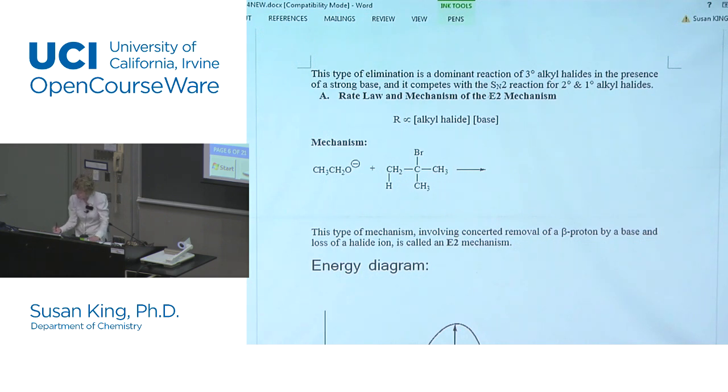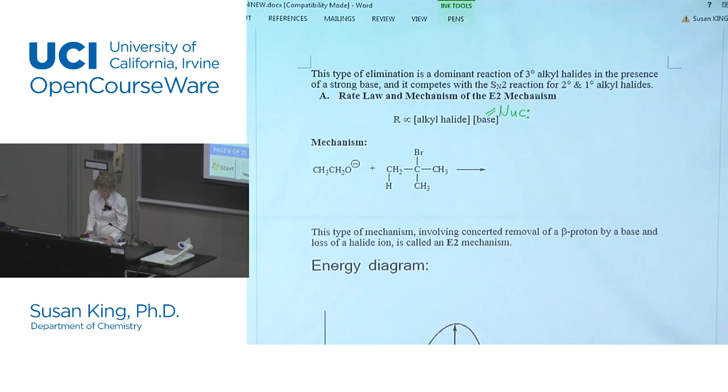And so we do the same thing here. And notice here, I have base written, but that's really the same species. In the E2, it's acting as a base. In the SN2, it's acting as a nucleophile, but it's still the same species. So the most common one, for example, would be ethoxide ion. In the SN2, it's acting as a nucleophile. In the E2, it's acting as a base.